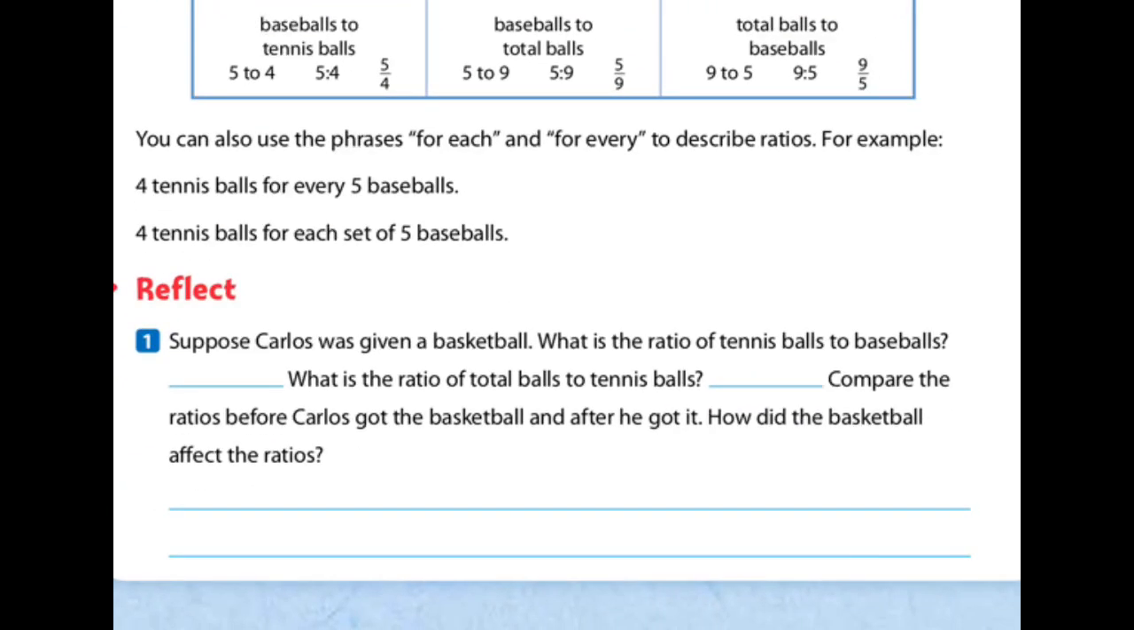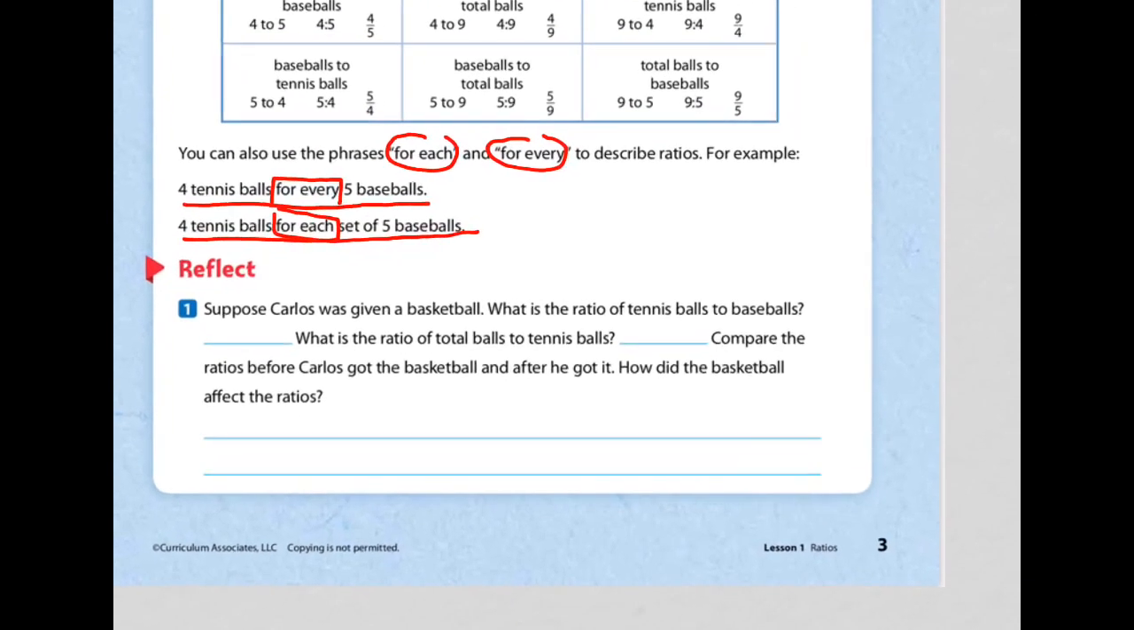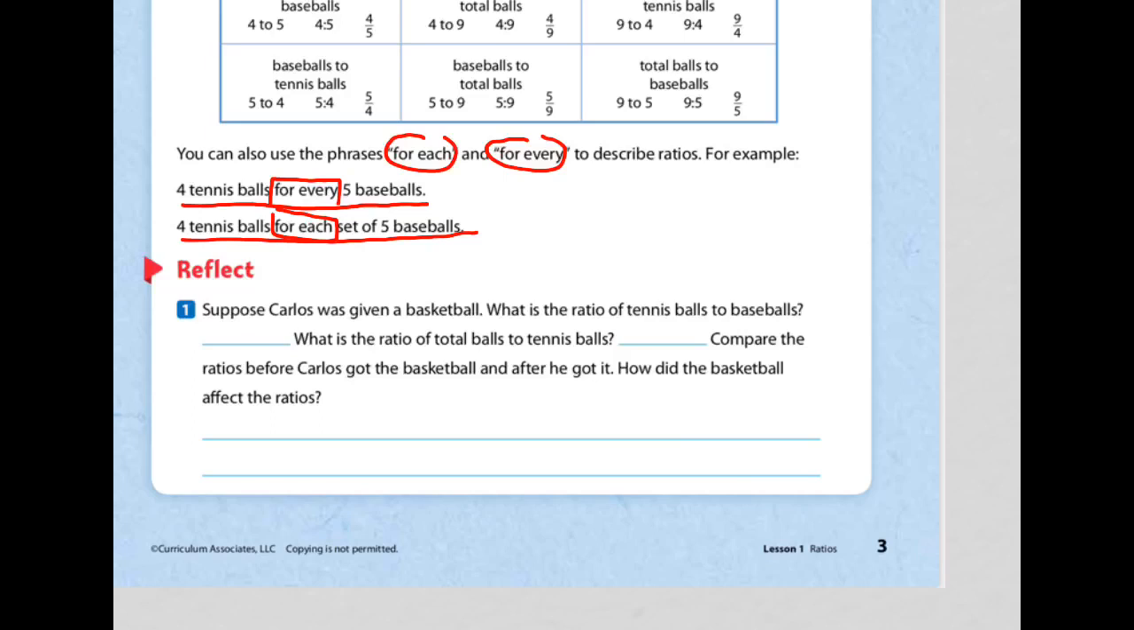This next part says you can also use the phrase for each and for every to describe ratios. For example, 4 tennis balls for every 5 baseballs, or 4 tennis balls for each set of 5 baseballs. That's just another way to say ratios, but you don't have to stress over that too much.